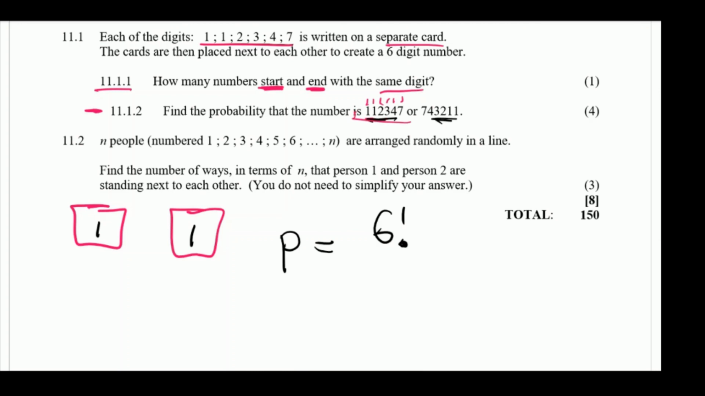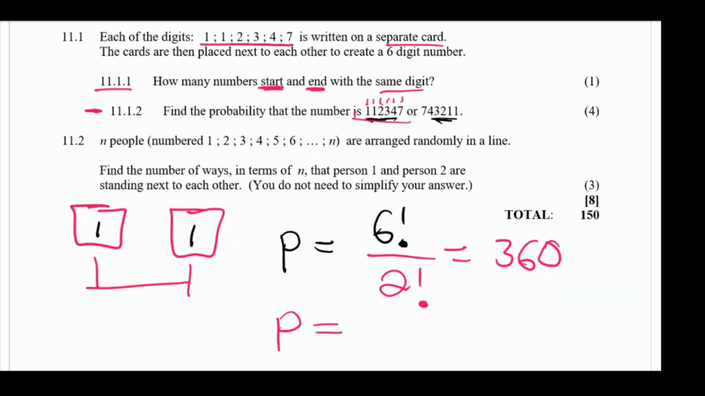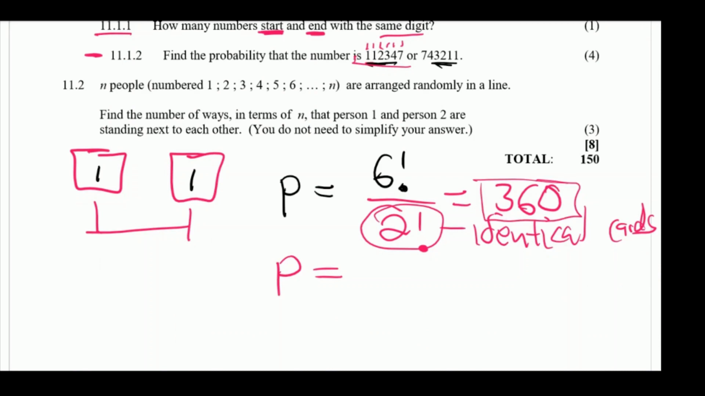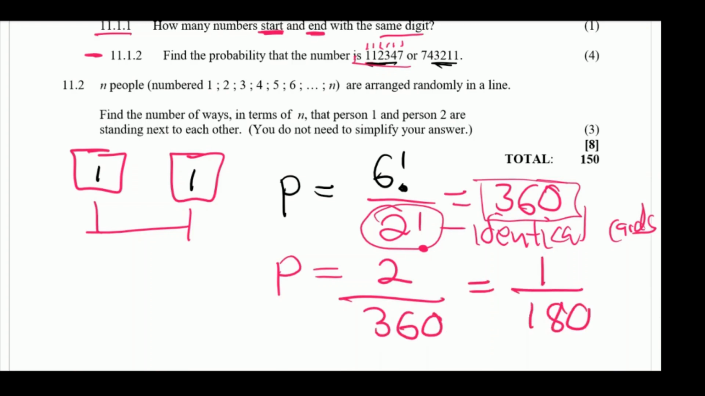So that's why you're going to say 6 factorial divided by 2 factorial. The 2 factorial is for these two cards here, which we consider to be identical, right? So you're going to get your answer here, which is 360. And then the probability will be equal to the number of favourable outcomes, which is 2, divided by the 360, which will give us 1 over 180. So this is the probability of these two happening here.